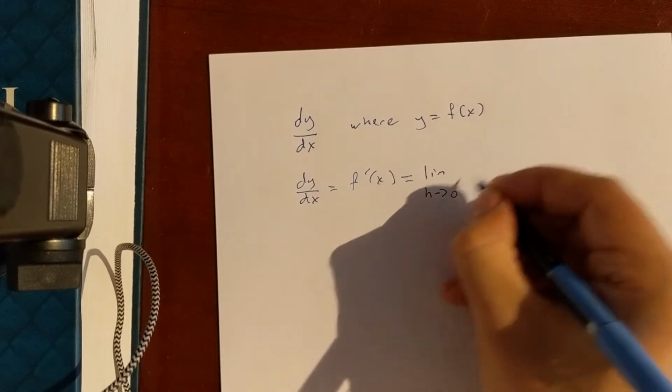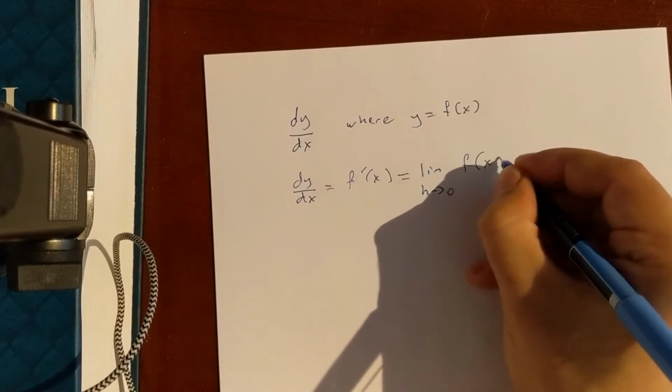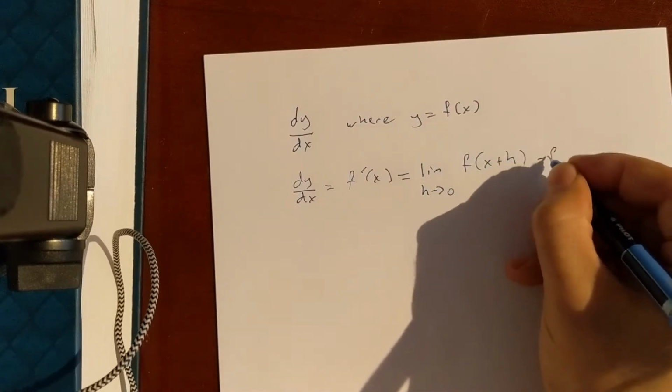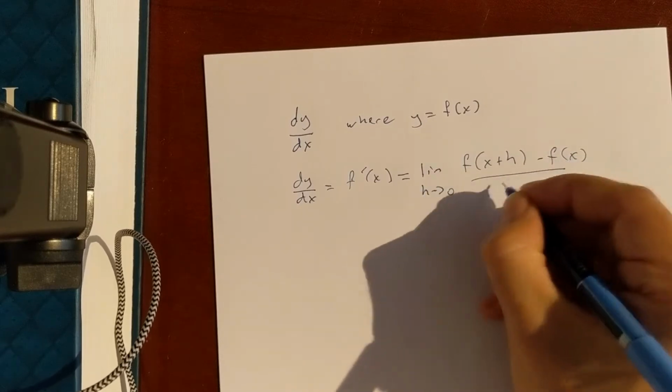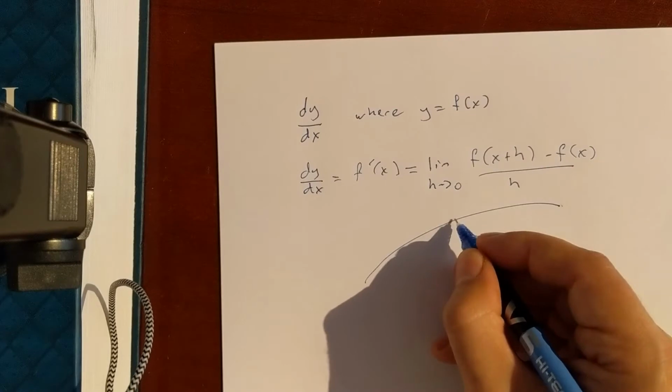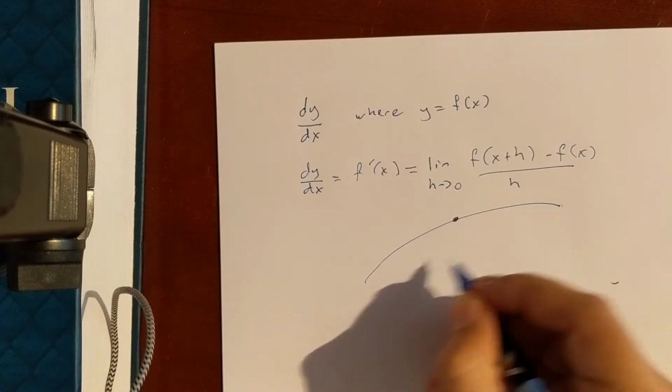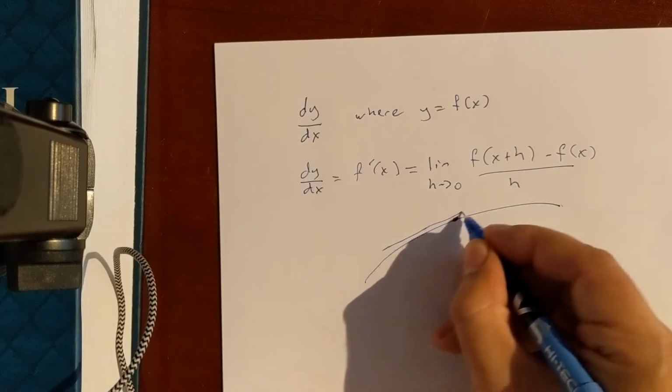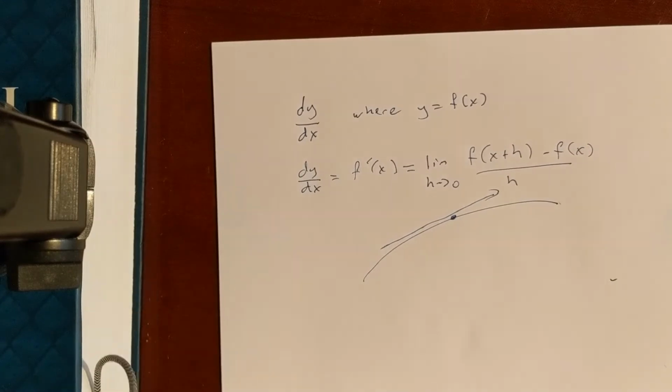That was the limit as h goes to 0 of f of x plus h minus f of x, all over h. So this was true when you had a two-dimensional curve, something like this. We can plug in points later on, and we wanted to calculate the tangent line, something like that.